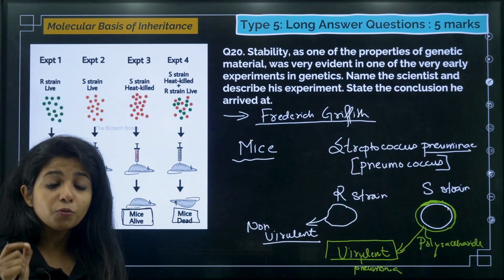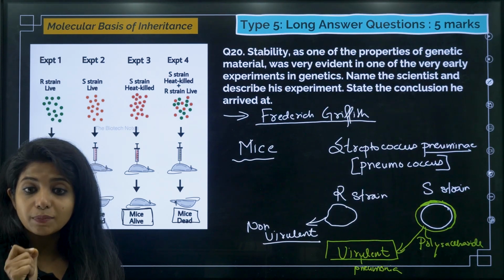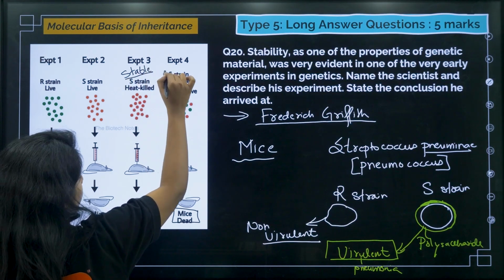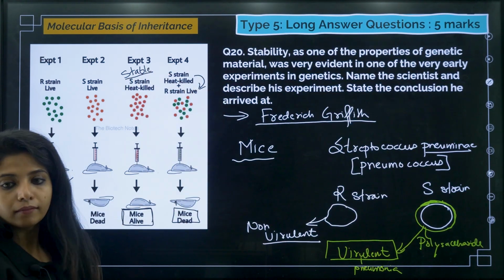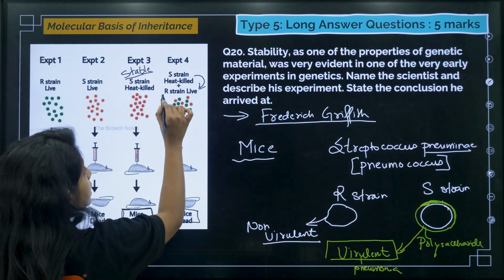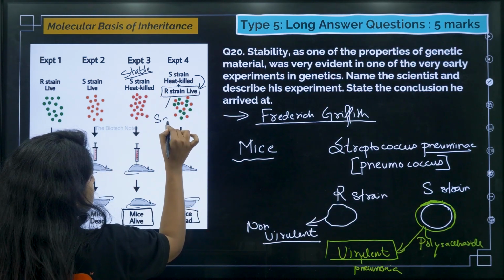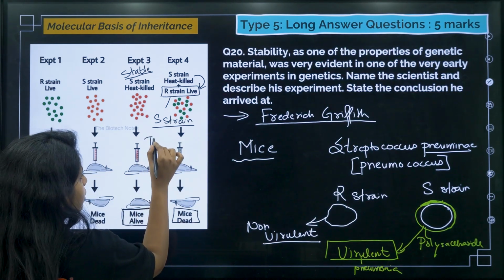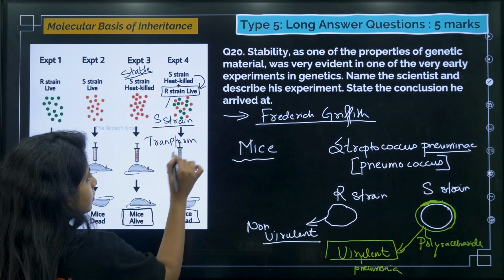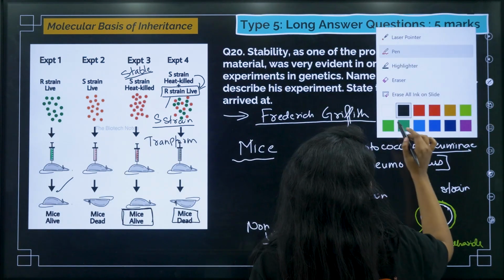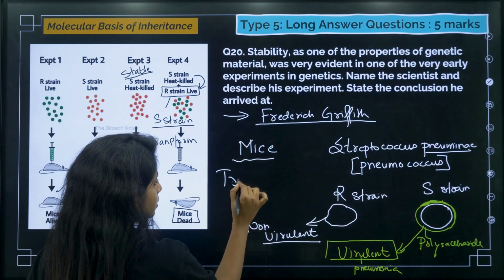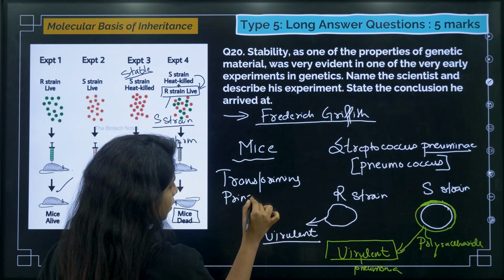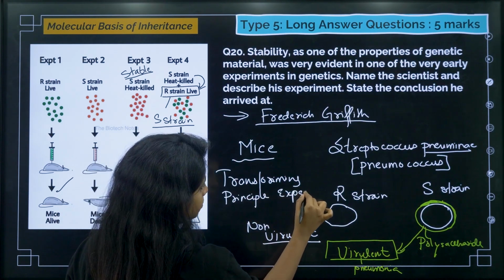Something in it was very stable, and it was passed from this one to this one, making this R strain, children, transform into S strain. And this experiment is called the transforming principle experiment. What do you call this experiment? Transforming principle experiment.